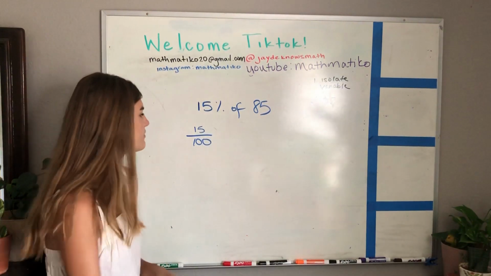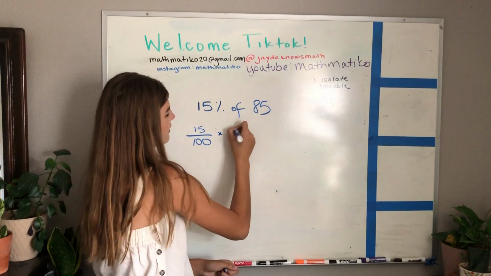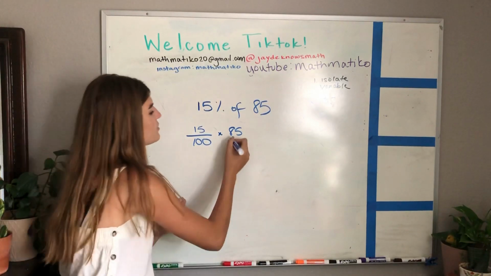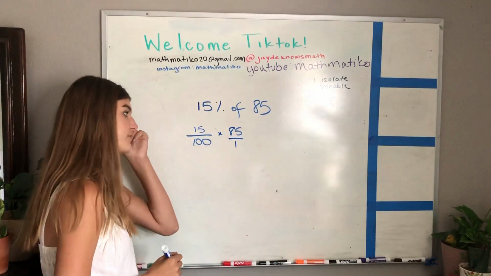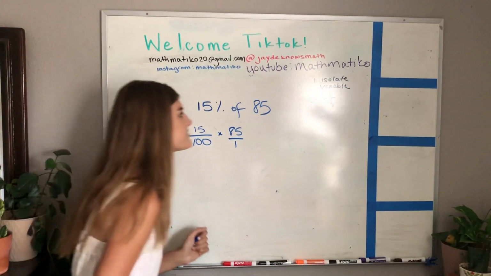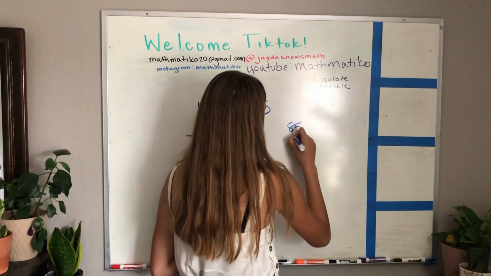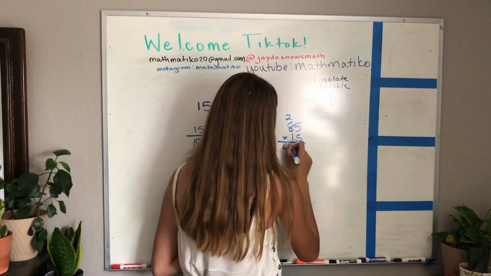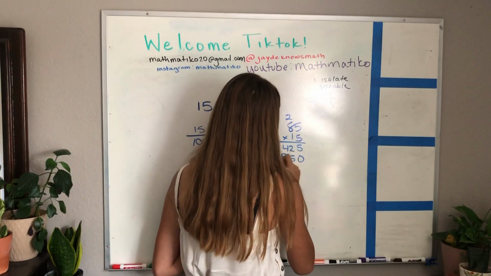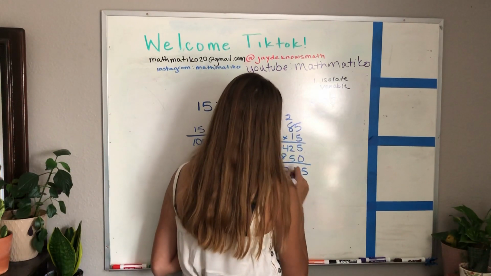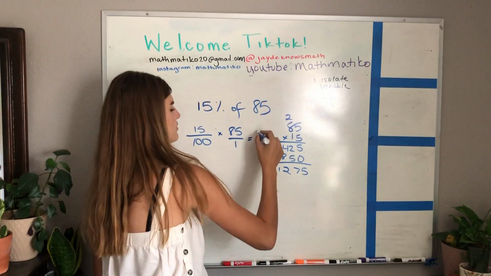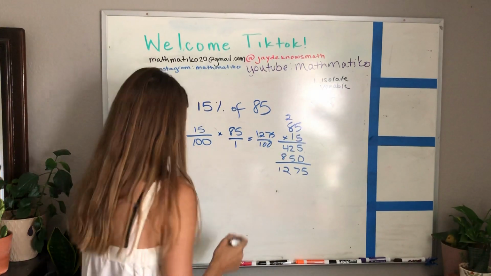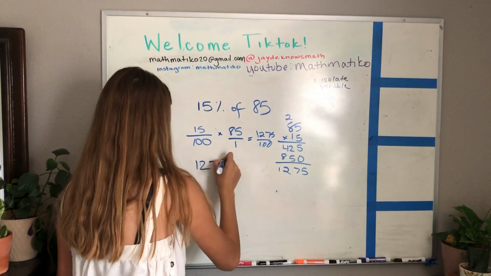15 over 100, we're going to multiply by our number here, 85. What we can do is multiply straight across. Okay, so 15 times 85. 5 times 5 is 25. You should get 1,275 on the top over 100. I'm going to write this down here because we're running out of room.